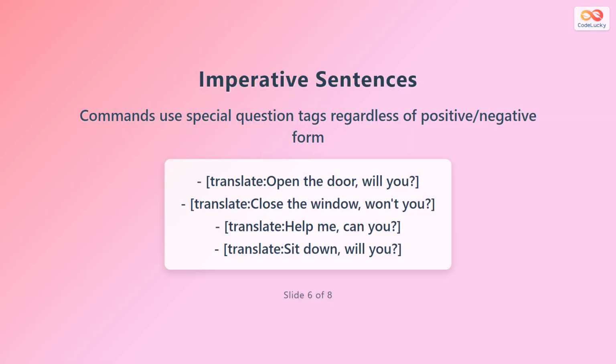For commands or requests called imperative sentences, the question tags are different. Use will or would in the tag, regardless of the positive or negative form of the command. For example, open the door, will you, or help me, can you?